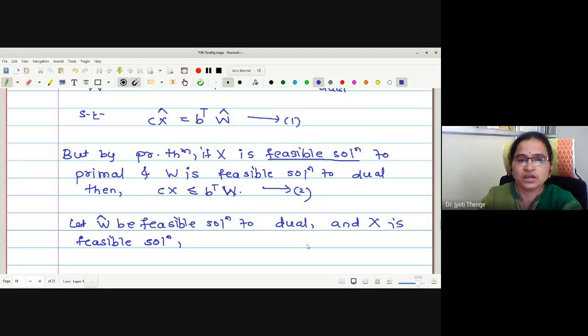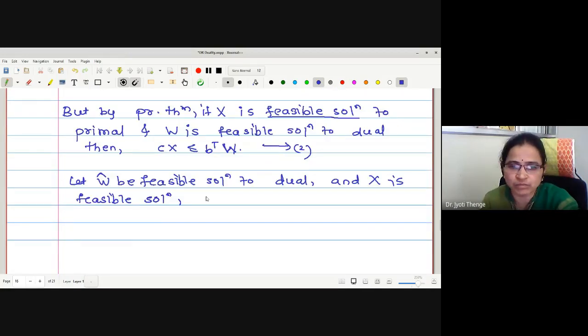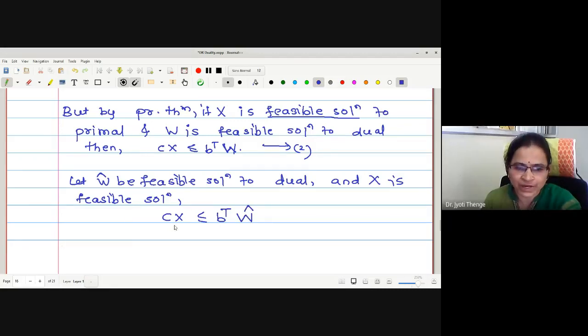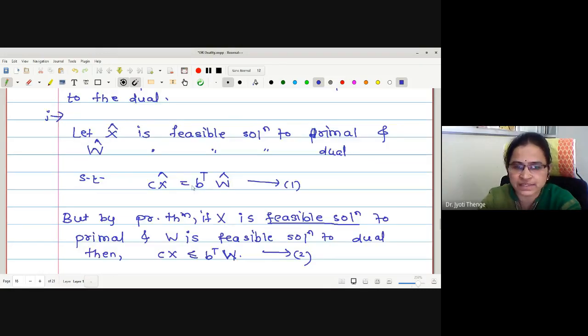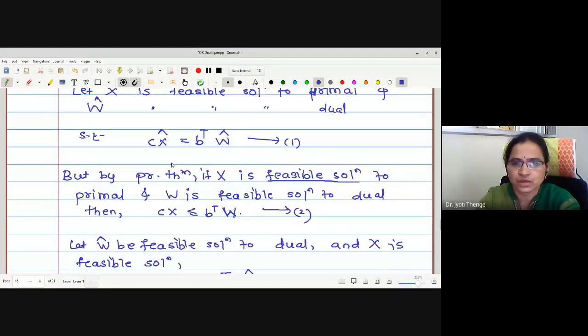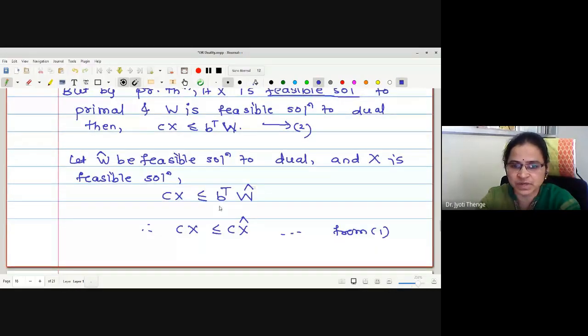Now what will be the statement number 2? Is it Cx less than or equal to B transpose W cap? Okay. Now what I will do? I will replace this B transpose W cap with Cx cap from 1. Is that clear? From 1, I am just replacing B transpose W cap.